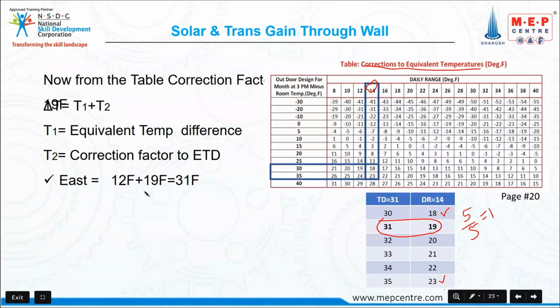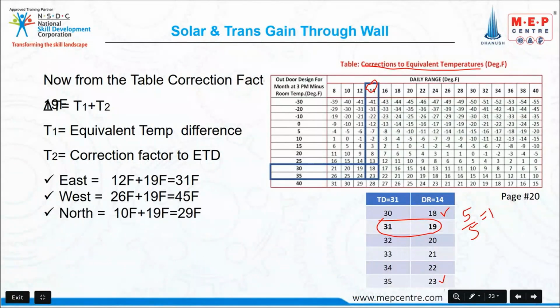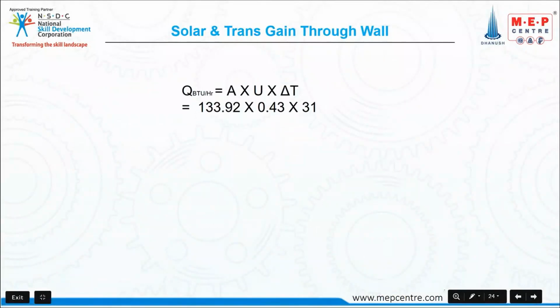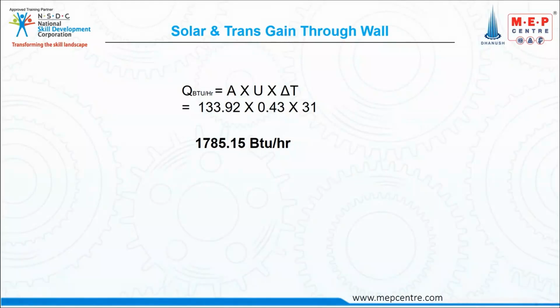East side 12 plus 19, which is 31 degree Fahrenheit. West side 26 plus 19, which is 45 degree Fahrenheit. North side 10 plus 19, which is 29 degree Fahrenheit. And south side 26 plus 19, which is 45 degree Fahrenheit. So now we have A into U into delta T. Area is 133.92, U factor is 0.43, and delta T is 31. If you multiply all the values, you'll get 1785.15 BTU per hour. 1785.15 BTU per hour is solar and trans gain through wall.